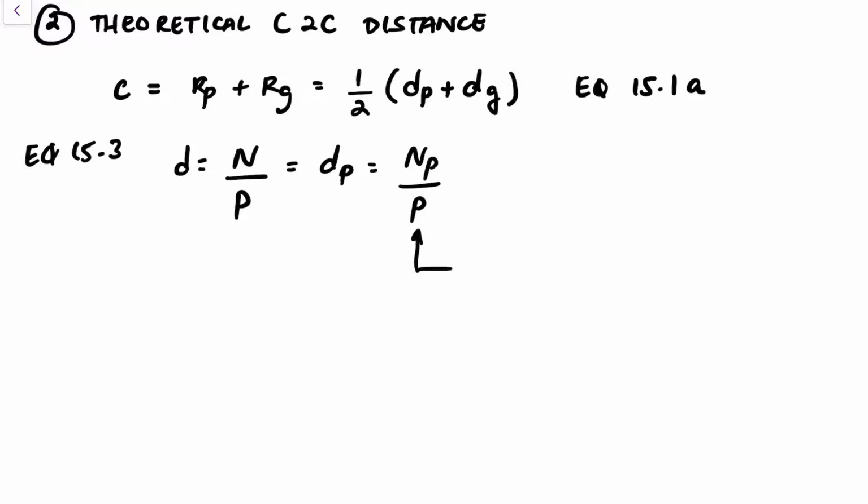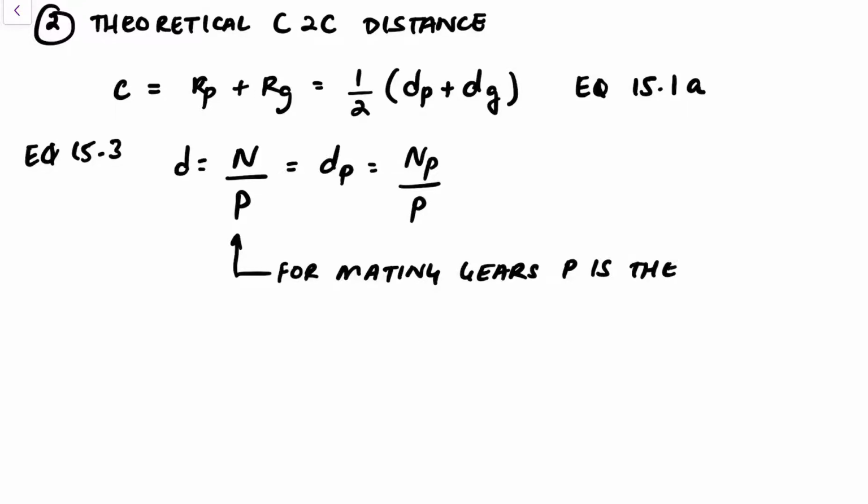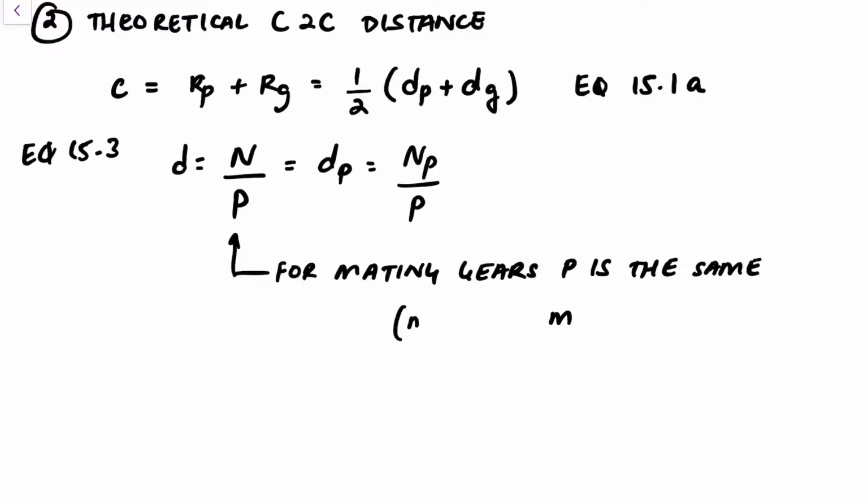So for mating gears, P is the same. And the inverse of P is M, which is the module, which is the parameter that is usually specified. M and P are just related by an inverse relation, where M is equal to 1 over P. So M is also the same.